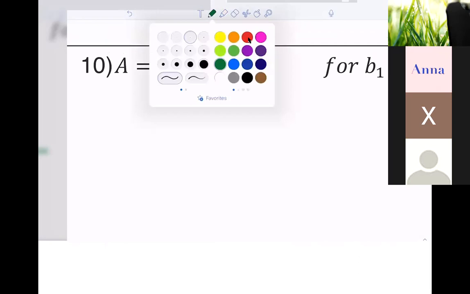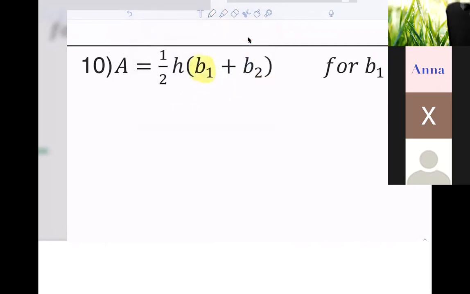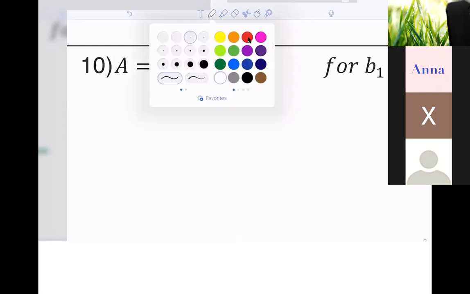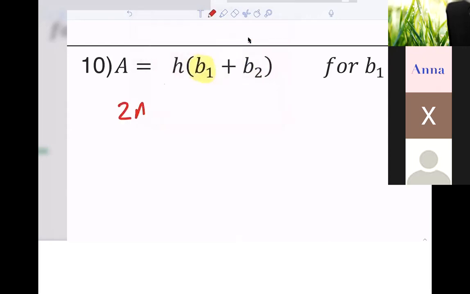So now I'm going to do this. Don't be sorry, Phil. I just eliminated the 1/2. When I eliminate the 1/2, it becomes what on the other side? 2a. All right, now we're in business. So 2a is equal to h times (b1 plus b2). Now what do you think I do?